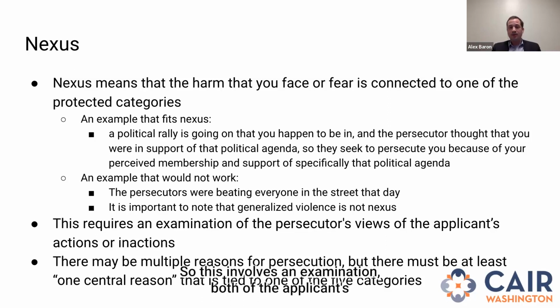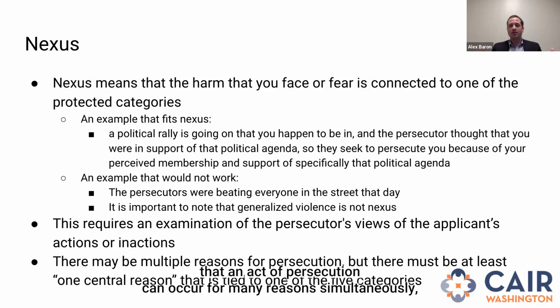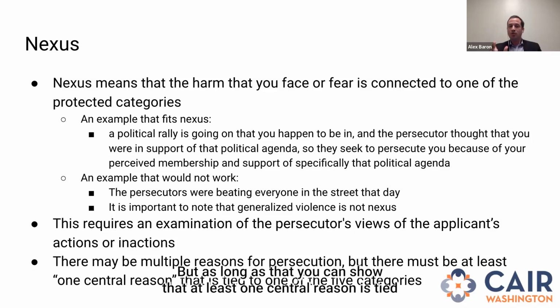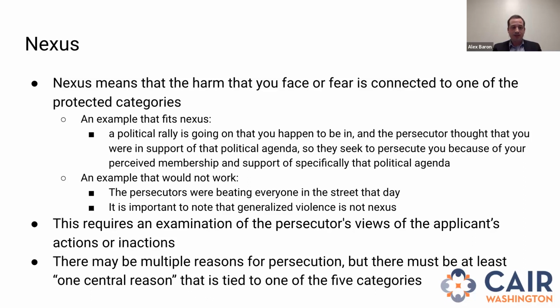So this involves an examination both of the applicant's actions or inactions, but also of the persecutor's views. And it's also important to note that an act of persecution can occur for many reasons simultaneously. The person inflicting the violence or the other form of persecution may have multiple reasons in their mind or in their motivation for doing this to this person. But as long as you can show that at least one central reason is tied to one of those 5 categories, then you should be able to establish nexus. Next slide.